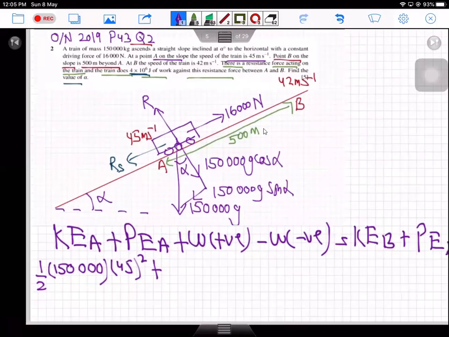Since we are just considering the journey from A to B, at point A we are considering that this is the horizontal level ground. So at this point, the potential energy will be equal to 0. So potential energy at A will be equal to 0.